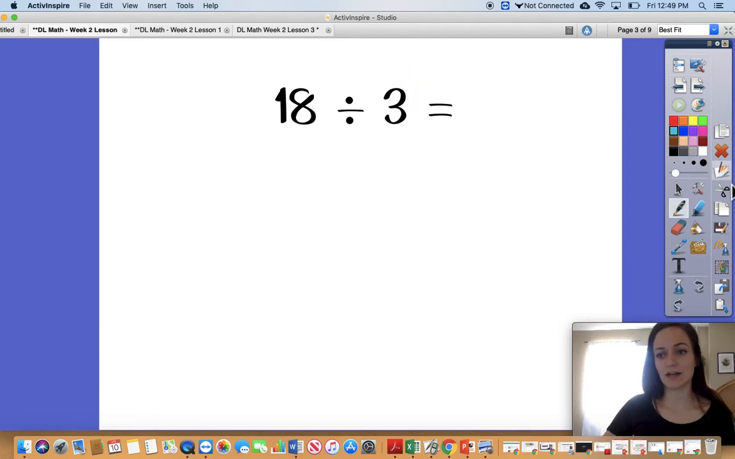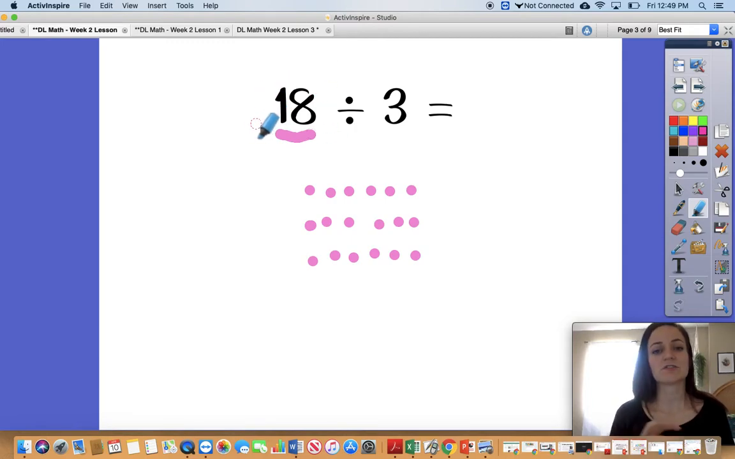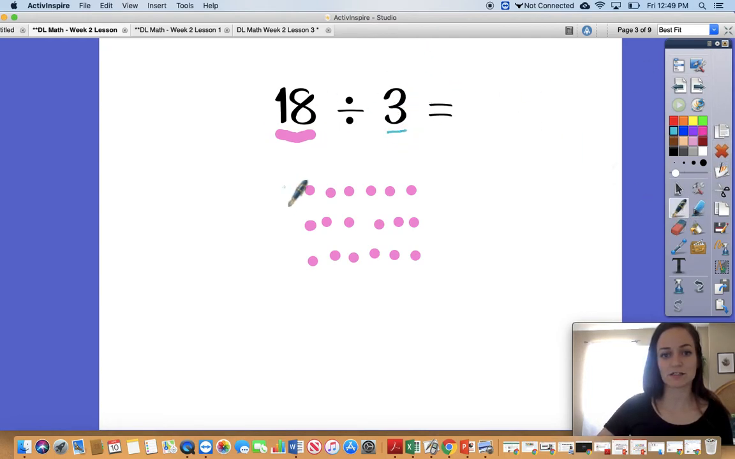18 divided by 3. So I'm going to start with my total. 1, 2, 3, up to 18. Okay, so I just drew 18 dots. That's my total. I'm going to divide it or break it apart into groups of 3. Okay, that's what I'm breaking it apart into.